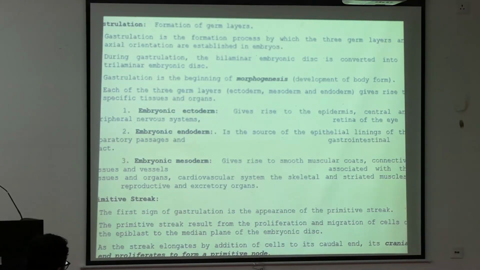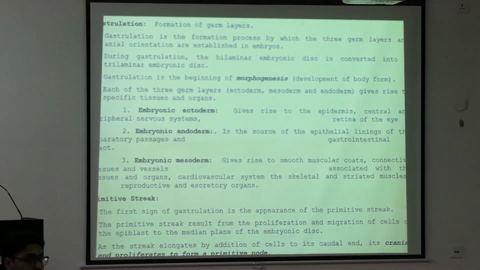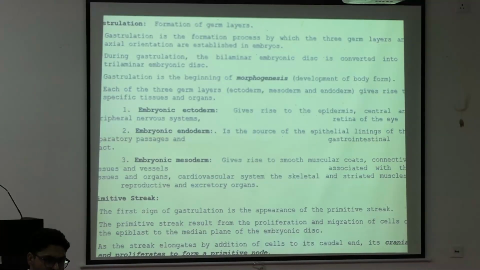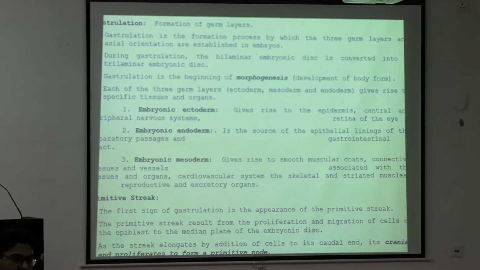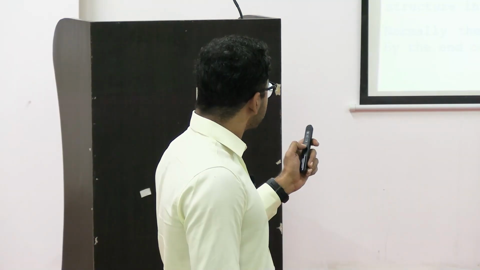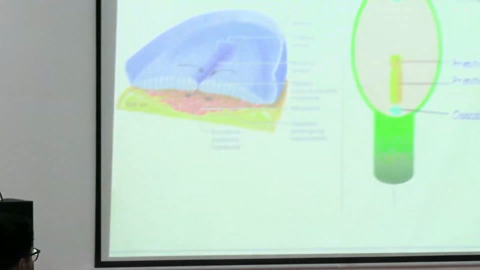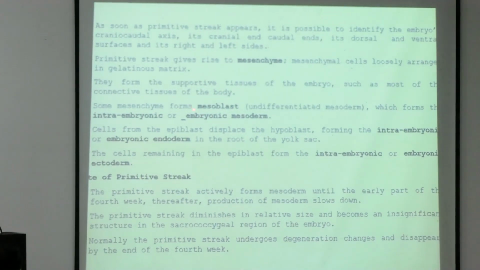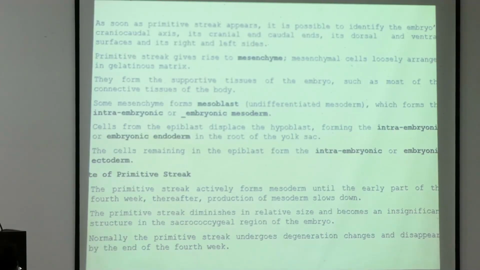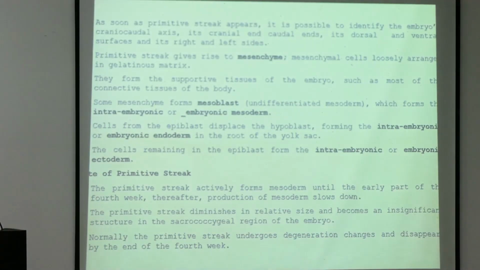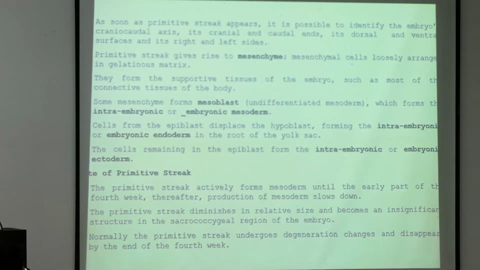So, where does gastrulation start? First, the primitive streak is formed. The primitive streak is a process in which the epiblastic cells come to the midline, start proliferating, and form a streak-like structure on the bilaminar disc. That midline structure goes inside. When it goes inside, it gives rise to mesenchyme. Mesenchyme is mesenchymal cells suspended in a gelatinous matrix, and that mesenchyme gives rise to mesoblast or embryonic mesoderm, intraembryonic mesoderm.